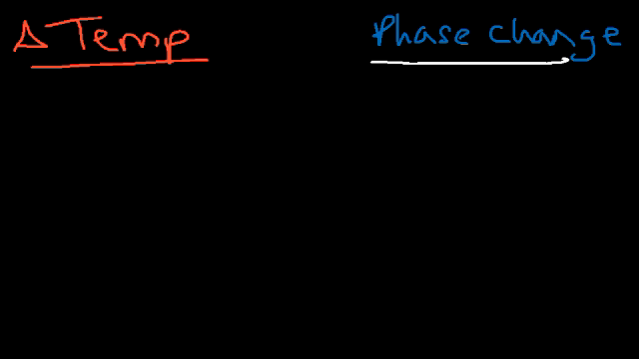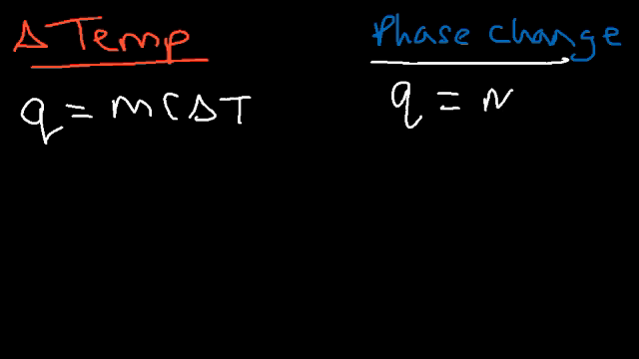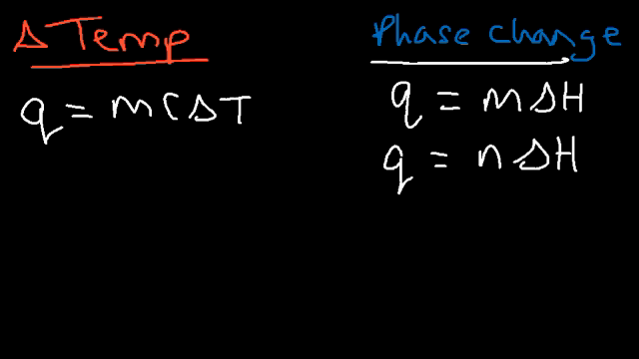Now, if you wish to quantify the amount of heat that's absorbed or released, you can use this equation. Q is equal to mcΔT, whenever a temperature change occurs. Now, let's say if only a phase change occurs, you can quantify it using this equation. Q is equal to m times ΔH. Sometimes it could be n times ΔH, depending on the units of ΔH. ΔH stands for enthalpy.